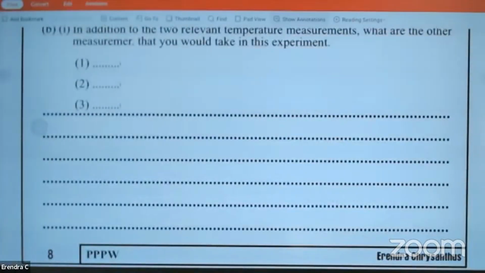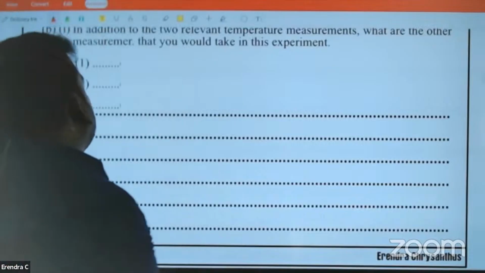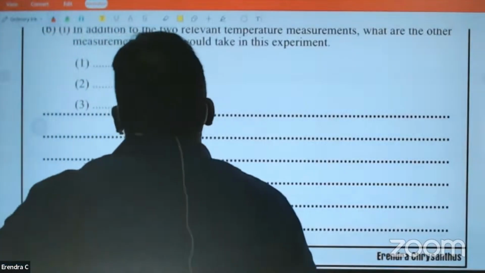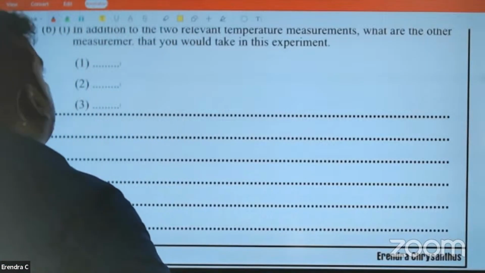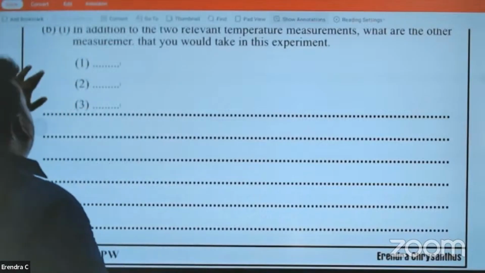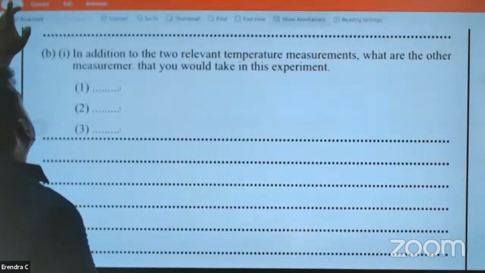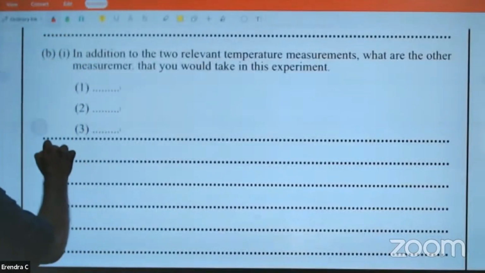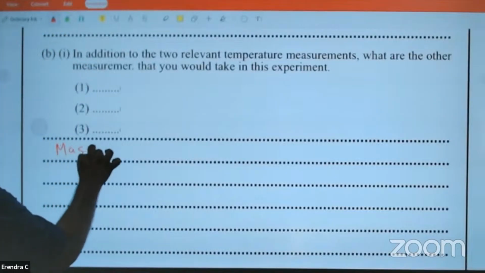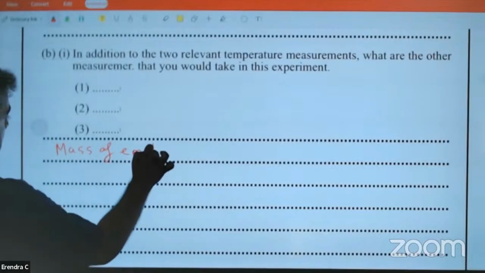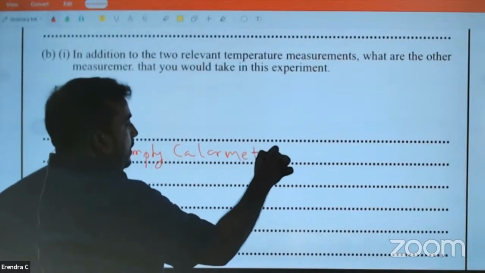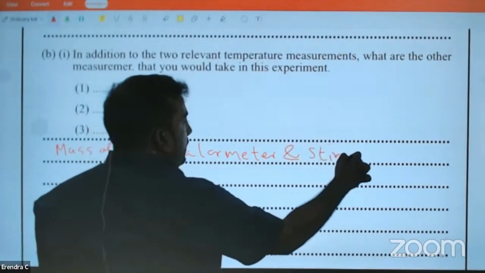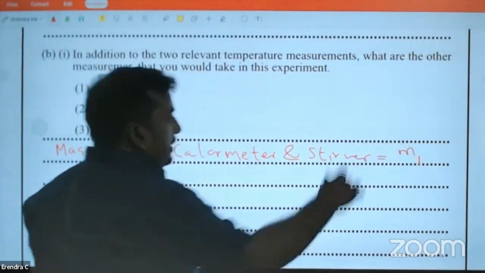In addition to the two relevant temperature measurements, what are the additional measurements that you will take? Let's write. Mass of empty calorimeter and stirrer.